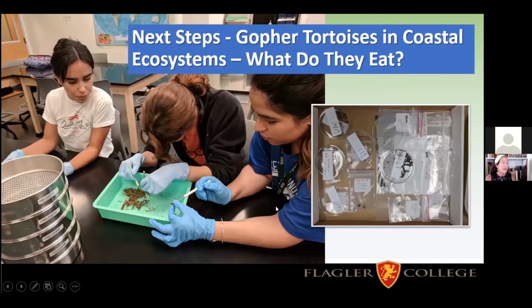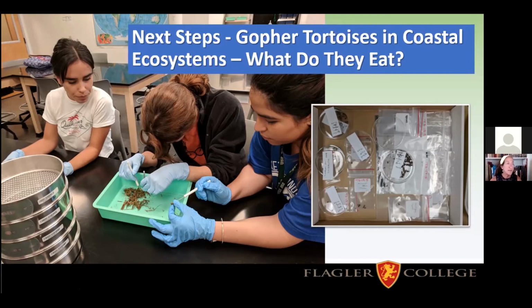The next steps then: we began to look at what gopher tortoises eat. They are vegetarians, and we don't know very much about the coastal populations of them. They are certainly not found in longleaf wiregrass communities in coastal locations, because we really don't have any. We know what they eat in longleaf wiregrass interior or inland communities. That's been well documented, but nobody really knows what they eat out here, in these pretty low-nutrient, not very diverse vegetative ecosystems of the coastal strand.